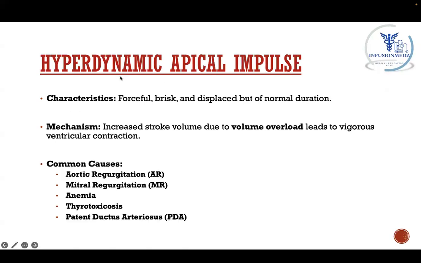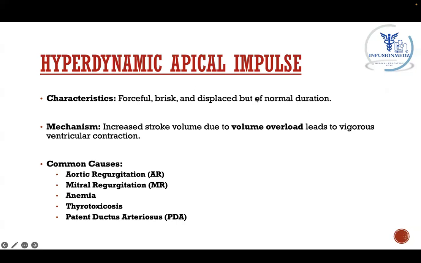Second is the hyperdynamic type of apical impulse. Hyperdynamic means that the volume is very high. In this apical impulse, the volume inside the heart is much larger. Because of the large amount of volume, the apical impulse will be very forceful. But the duration of the apical impulse remains the same because there is no obstruction to the flow anywhere. The blood empties from the ventricle similar to the normal beating time, so the duration will be normal.